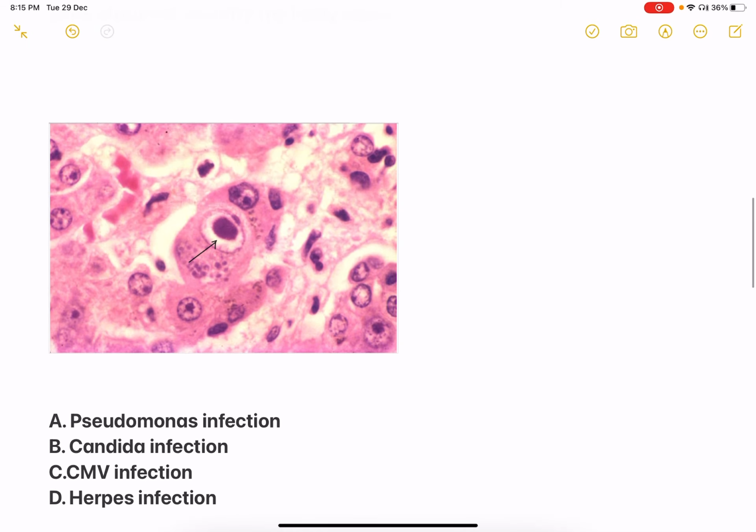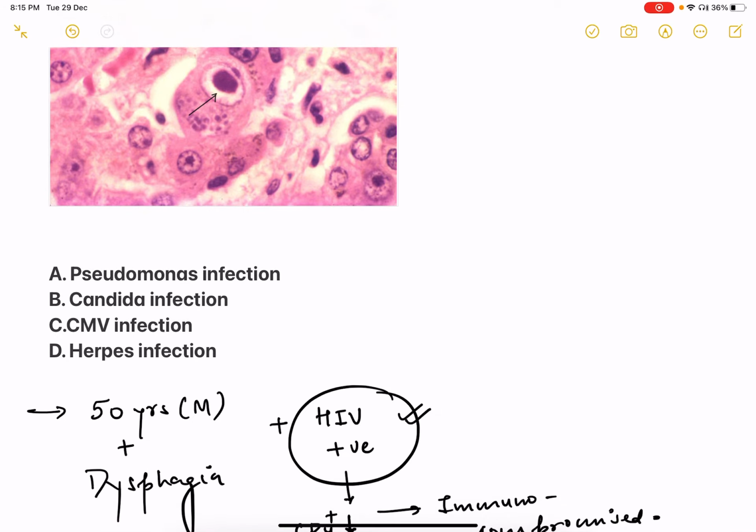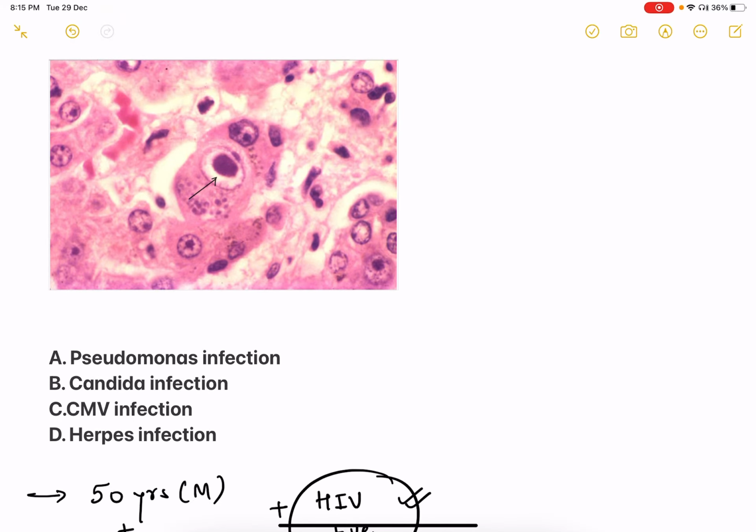Now, next hint comes from where? This slide. Now, see this slide. What is the typicality of this slide? Dense central part and peripheral clearing. There is a peripheral halo or clearing, a dense basophilic part with peripheral clearing. It is a clear-cut indication towards the inclusion bodies of CMV, or cytomegalovirus. So it is a slide of CMV infection.